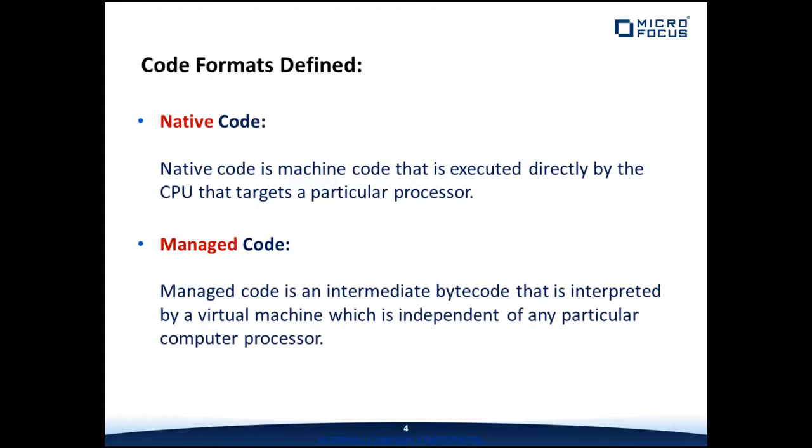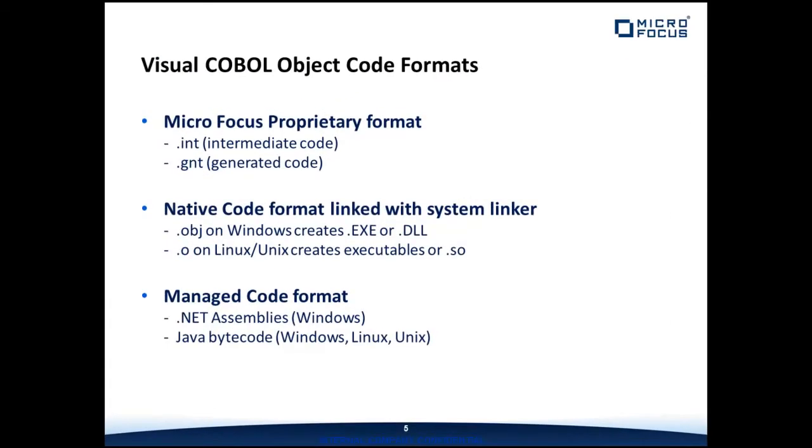Let's take a closer look at the object code formats that are supported within Visual COBOL. There are three main classifications of object code formats that are supported. The first one is the Micro Focus proprietary format known as int or gnt code. The second category is called native code and refers to system object code which is linked into an executable format by the system linker. This is also known as unmanaged code. The third category is managed code format. Visual COBOL provides support for both the .NET framework under Windows and the Java virtual machine running under a variety of different platforms.